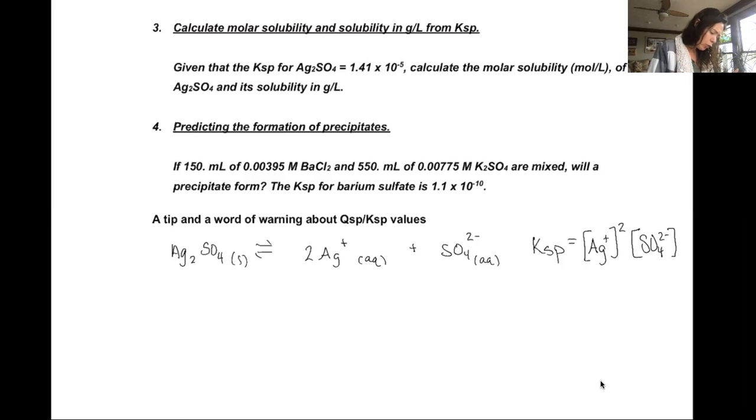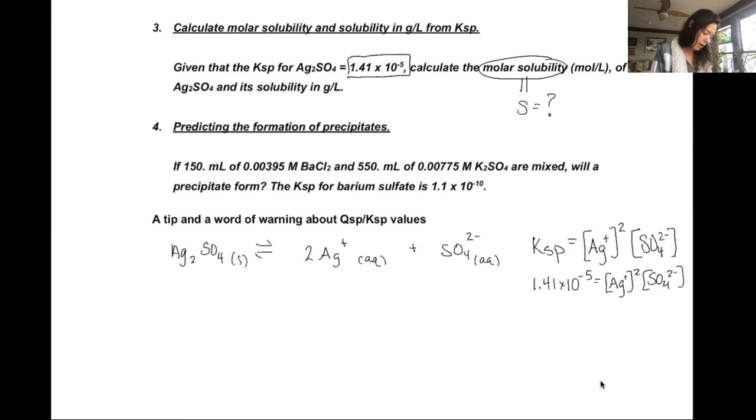Let's look up here. We also know what Ksp is. It's 1.41 times 10 to the negative 5th. So I cannot compare this Ksp to the other ones, because there's not a 1-to-1 ratio. I can't assume that the molar solubility here is in any way related to this. Unless you're really good at math in your head. I'm not. And we need to know the molar solubility. So that means, what does S equal?